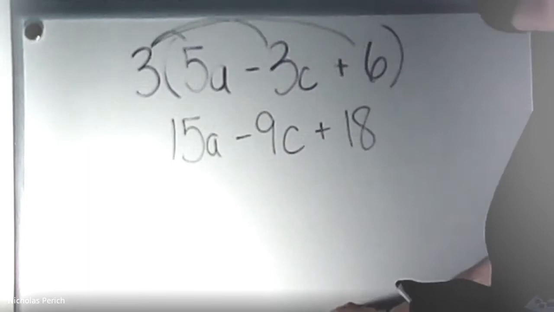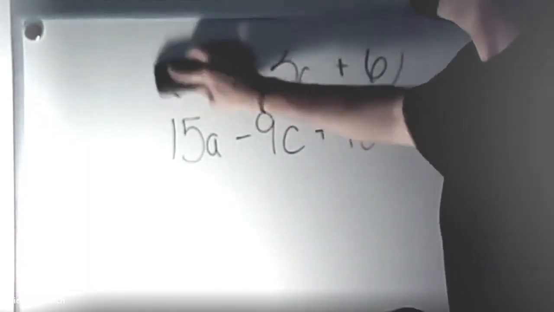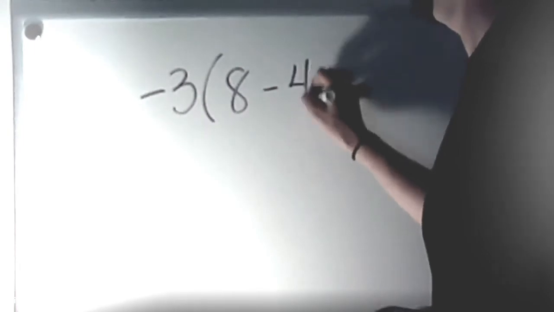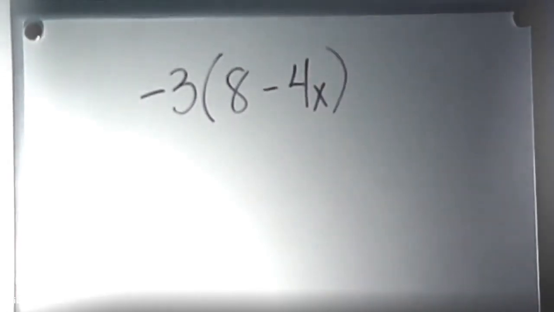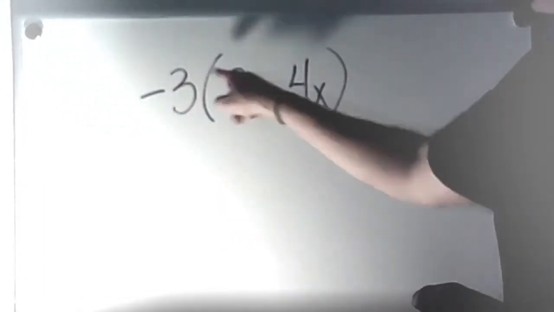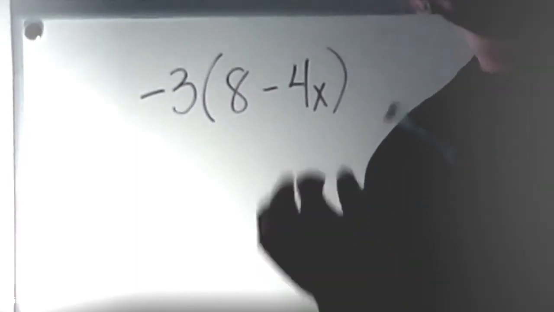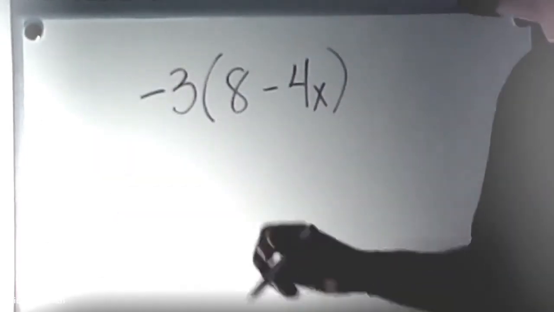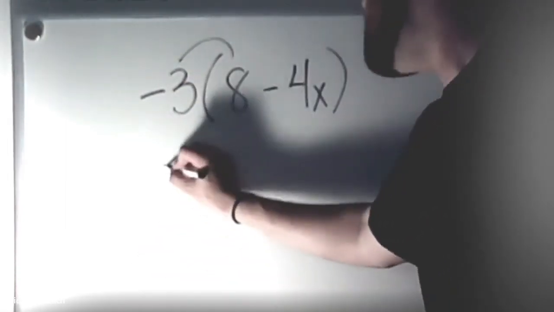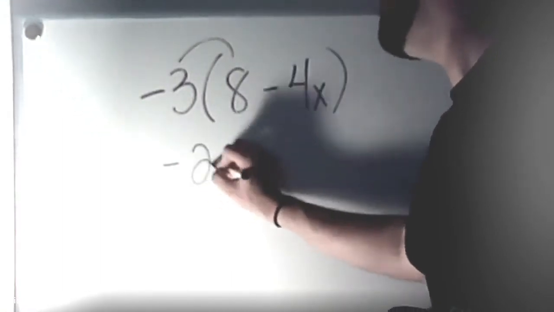Okay, so let's do one more. Let's add a few more negatives to this. Let's do negative 3 times 8 minus 4x. Again, we have a negative number being multiplied to a parentheses. Take that negative 3, and multiply it to every object inside the parentheses. Negative 3 times positive 8. Negative times a positive is negative. 3 times 8 is 24.